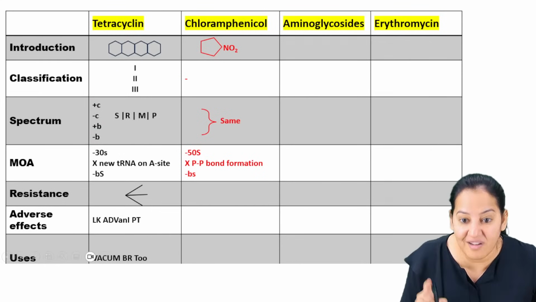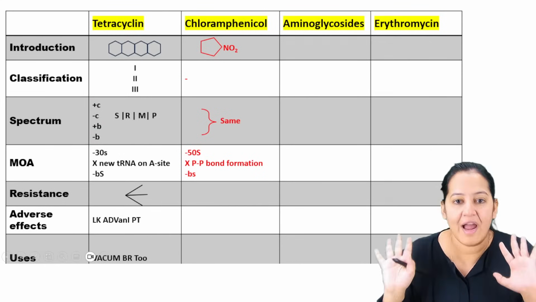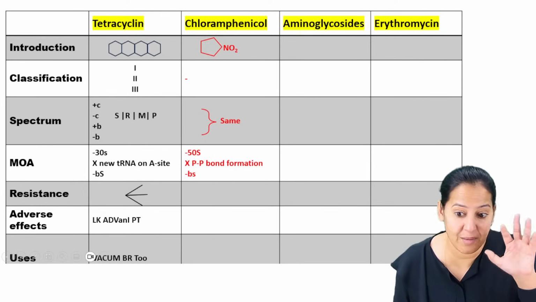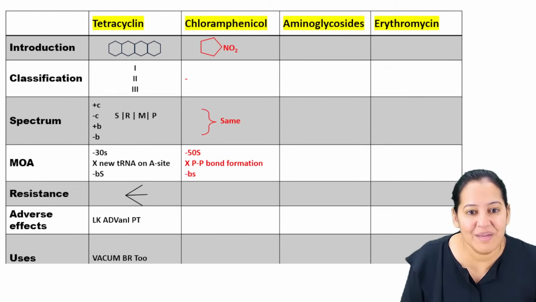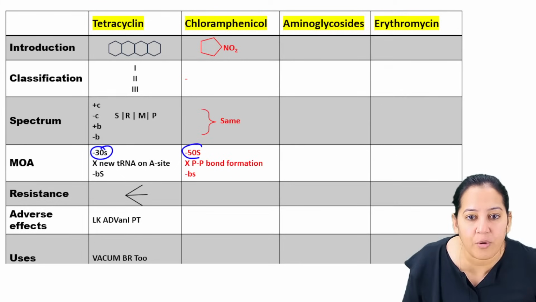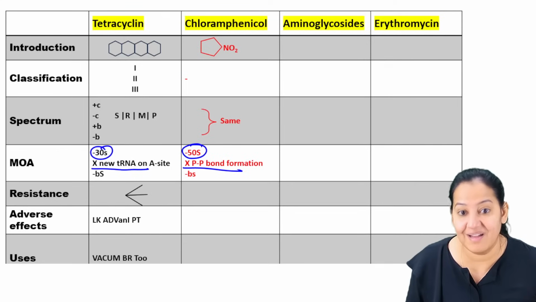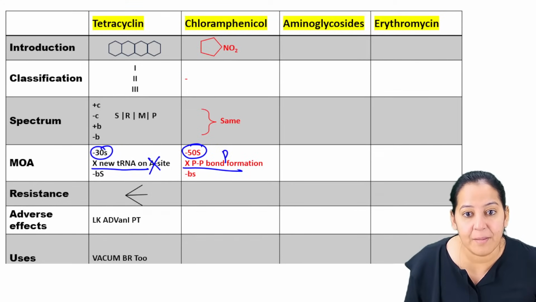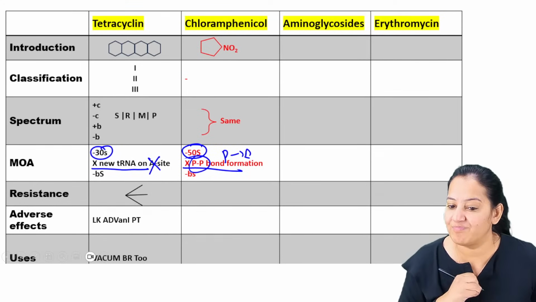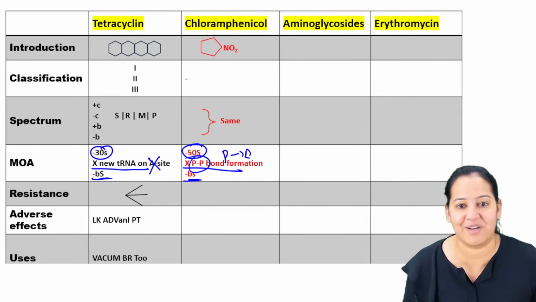So you have to learn this in a chart. Ultimately, learn the chart. I call them master charts. I have 20 master charts. Please learn: here it acts on 30S, it acts on 50S. It inhibits the second step, it inhibits the third step. This inhibits the A window, this inhibits the P to A shift, that is peptide bond. This is also bacteriostatic, this is also bacteriostatic.